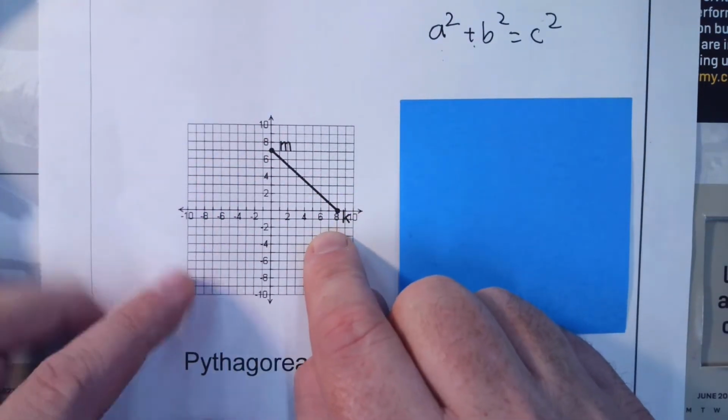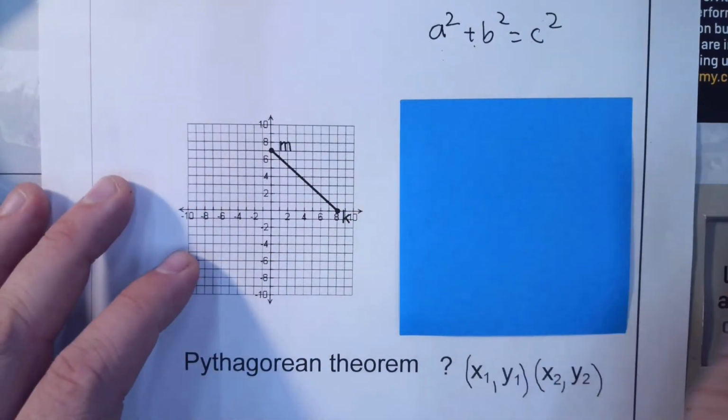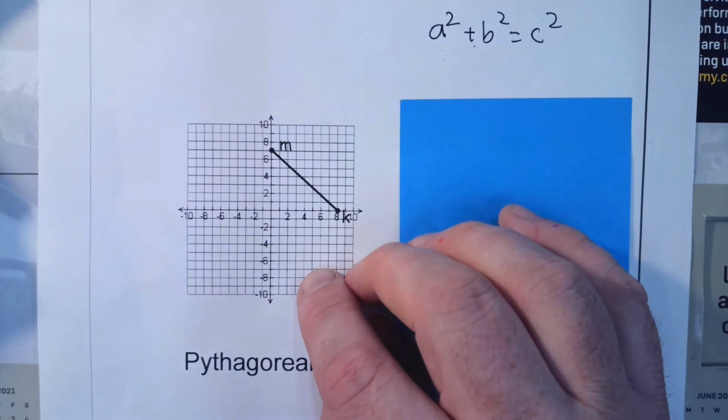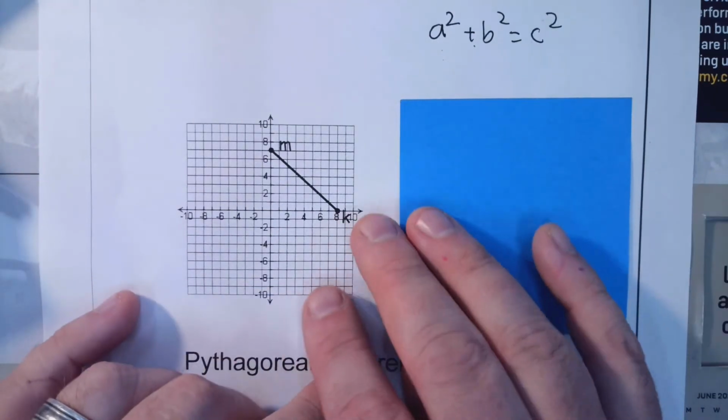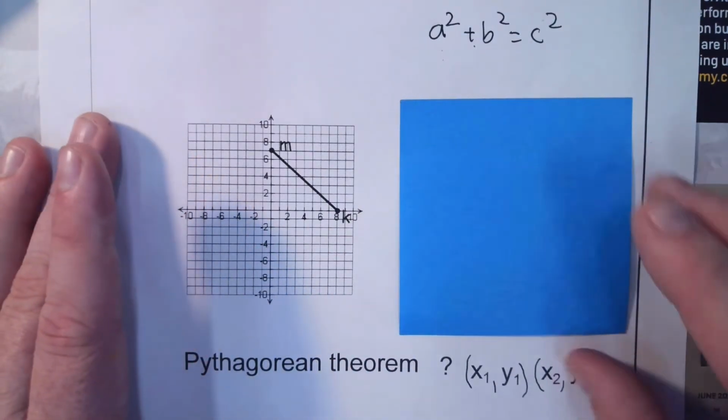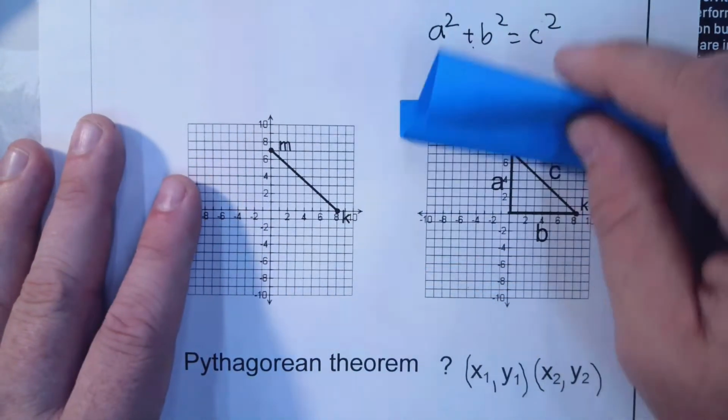The distance formula actually comes from the Pythagorean theorem, and I'm going to show you that. Geometry is not just how to do it, it's why we do things a certain way. And so even though you're going to use the distance formula, I want to show you where the distance formula comes from. And so we're going to do that real quick.